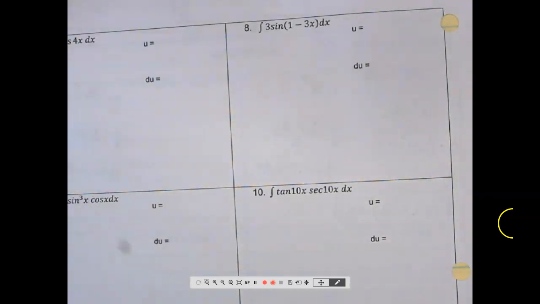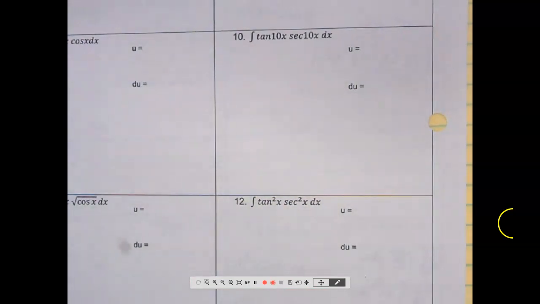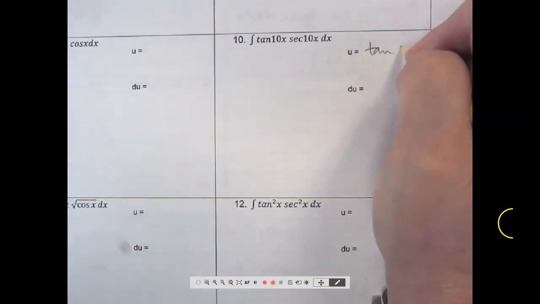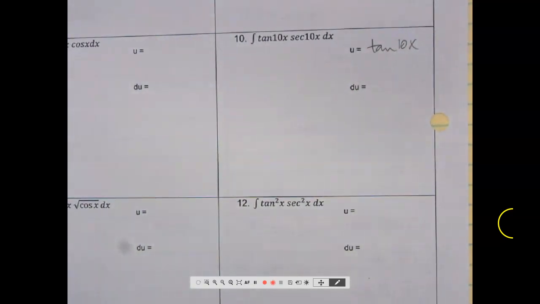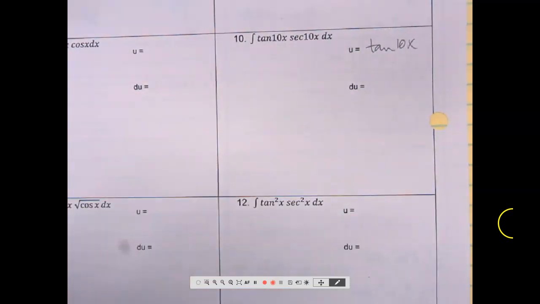Pick one. 12. Okay, we'll start with 10, then we'll do 12. All right, what should u equal? Okay, so let's say, don't write this down, I use tangent 10x. What would du be? 10 secant tangent x. I mean, no, I need a secant squared. That's not squared. Okay, that's a dead end.